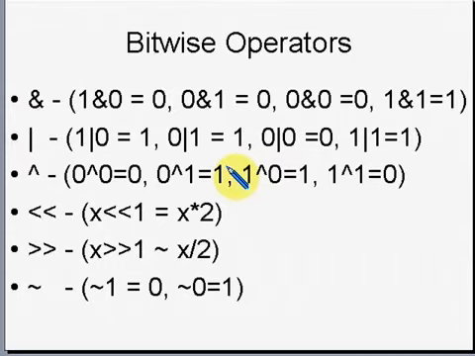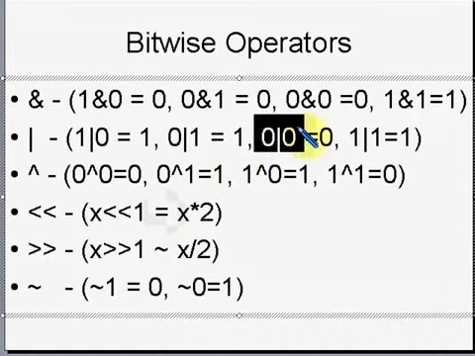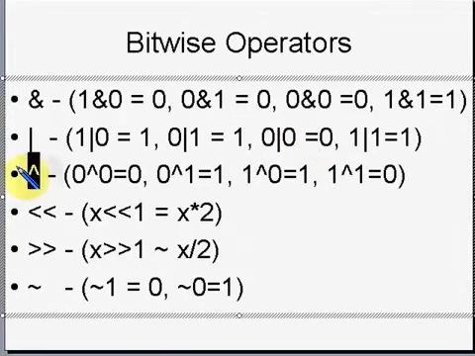I've just listed all the bitwise operators that C provides. The first is the ampersand, binary AND. With binary AND, everything except 1 and 1 is 0. So 1 and 1 is 1, everything else is 0. With binary OR, 0 or 0 is 0, and everything else is 1. And we have the XOR operator. With XOR, you get a binary 1 when both operands are different. If the operands are the same, you get 0.